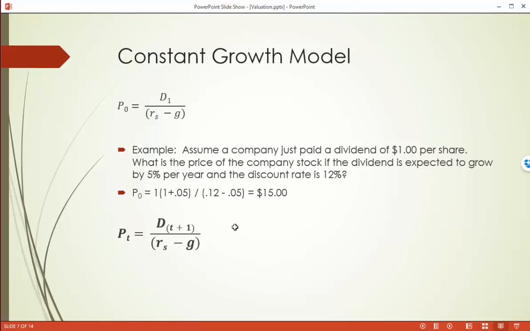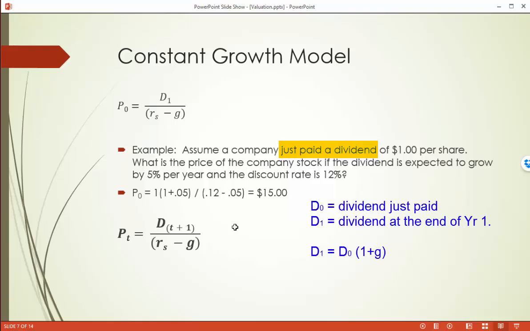Now, the first thing we need to do, there's a little bit of a code in this example, and that is this wording where it says the dividend just paid. So that is not D1, that is actually D0. D0 is the shorthand for the dividend that was just paid. It's been paid in the past. D1 is going to be the dividend received a year from now.